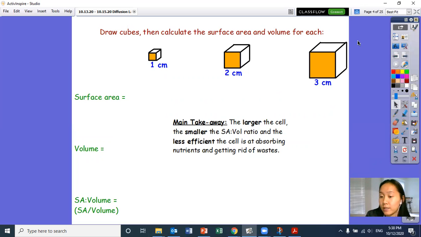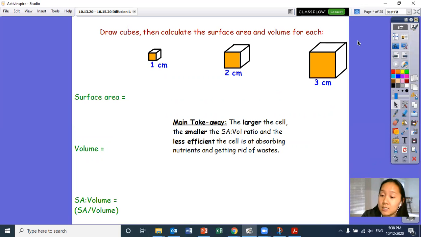So like I had explained earlier, the bigger the cell is, the less efficient it is at doing exchanging processes. And when it's less efficient at doing these things, it has a harder time surviving because it can't get its nutrients to the whole inside of the cell easily because it can't absorb enough. And it can't get rid of the wastes fast enough. And so the waste stays in the cell for longer than it's supposed to. Okay, so that becomes an issue.